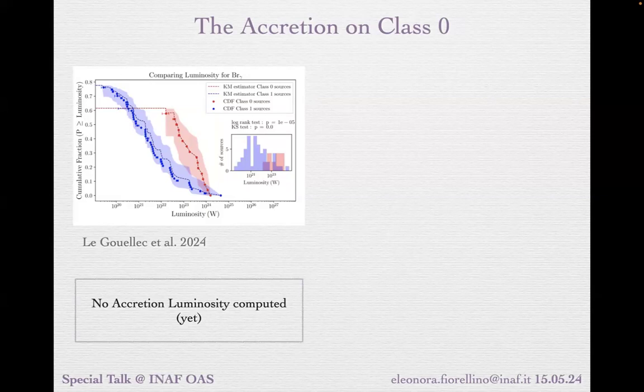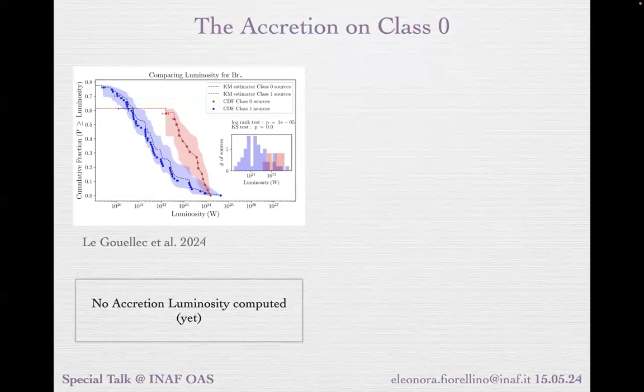In particular, the comparison is between the Brackett gamma luminosity, okay? So they haven't computed the accretion luminosity, not yet, but they are just comparing the luminosity of the Brackett gamma. And according to the results, class 0 seems to have higher Brackett gamma line luminosity. That's interesting, but the other interesting thing is that they found that some class 0 show some photospheric lines. And this can be due to the inclination of the object. There are hypotheses because of this.